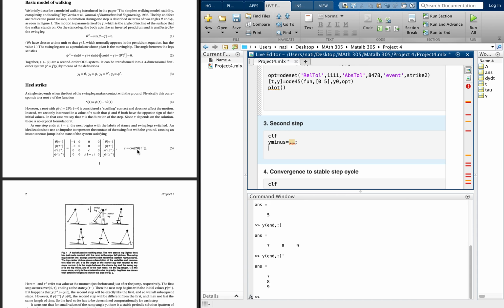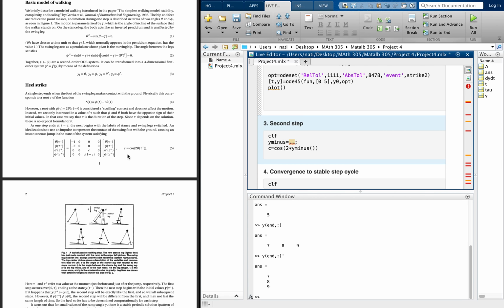What is theta? Theta is y1. So basically it's just y1, or y minus 1. So c is going to be equal to the cosine of 2 times y minus, and we want the first value because our first column of y is theta, our second column is phi, our third column is theta prime, and our fourth column is phi prime.